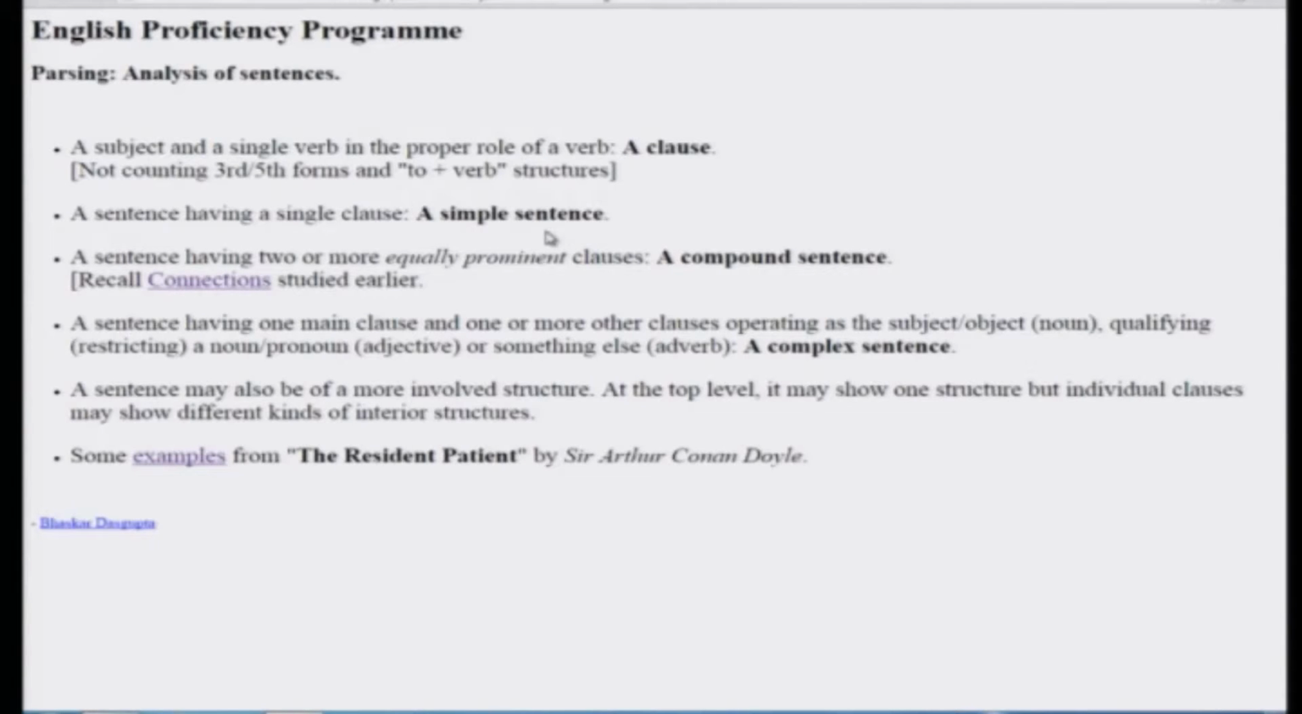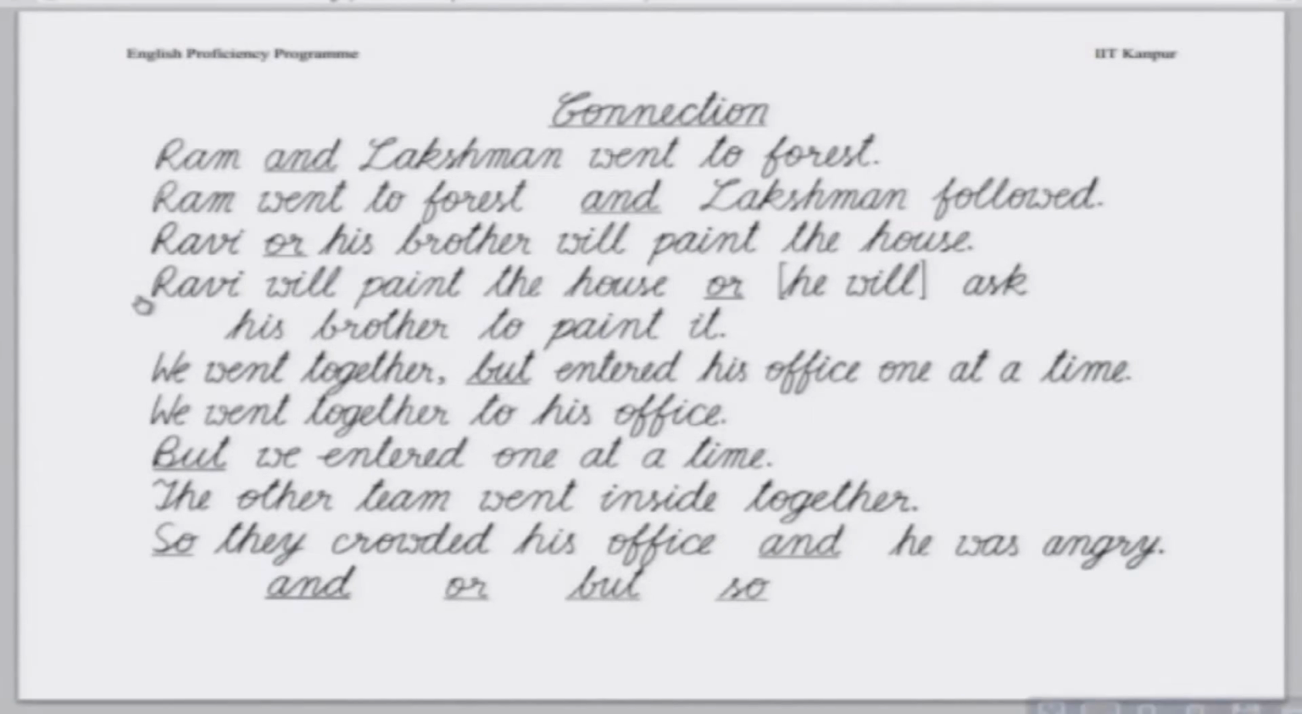There may be sentences with more than one clause, and if all the clauses are equally prominent, then we call such a sentence a compound sentence. Some of them we have studied earlier. Remember this: Ram went to forest and Lakshman followed. 2 clauses connected by this connector. Ravi will paint the house, or he will ask his brother to paint it.